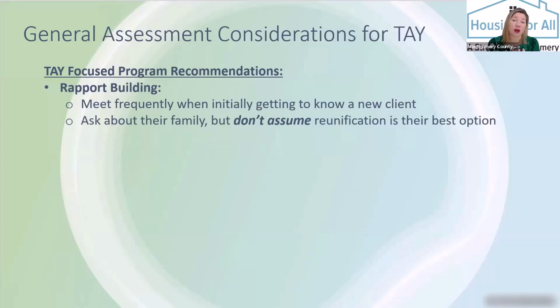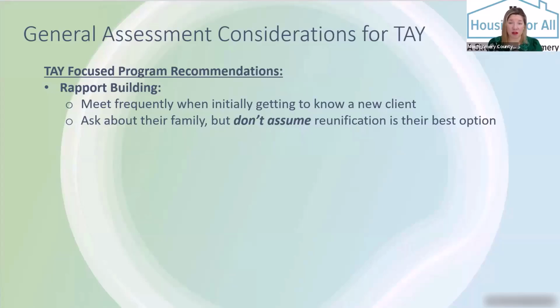Perhaps the parents thought that the youth, once they turned 18, should start working full time and contributing financially to the household. Perhaps the TAY had a baby, and then the family expects them to start contributing because now there's another mouth to feed, so to speak. So there's a lot of reasons why there could be a miscommunication, a misunderstanding. The TAY doesn't feel prepared to do what their parents are asking them to do. There's also lots of other reasons why people left the household that could include some kind of trauma. So you don't want to assume reunification is the best option for that person.